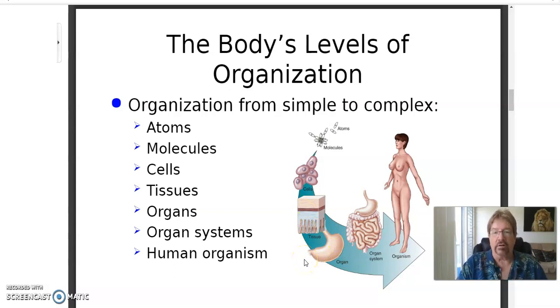And then the various systems of the body are made up of a variety of organs. In this case, they're showing the digestive system. Here's the stomach, the colon, small intestine. And then finally, the various organ systems come together to form the entire organism.